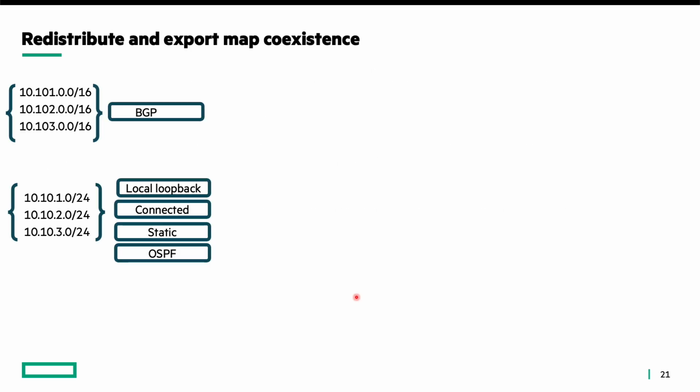Now let's speak about the coexistence of the redistribute route map and the export map. We have different prefixes here, coming from BGP 10.10.1 and coming from other routing protocols, not only IGP, but all protocols except BGP. It can be a loopback, a connected network, a static route, or OSPF.